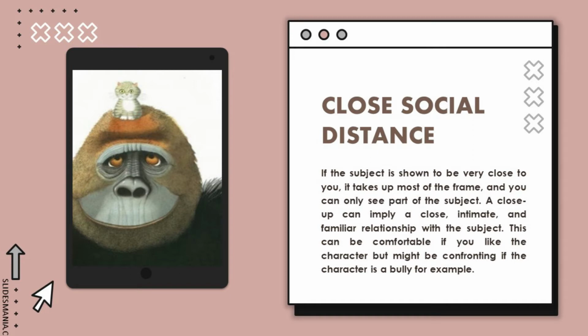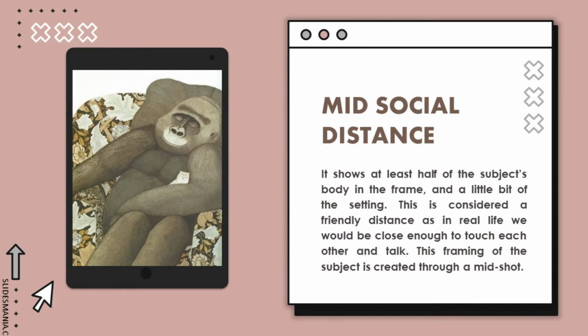Mid-social distance. This is where the subject is quite close, as seen in the second image from Little Beauty at the side. It shows at least half of the subject's body in the frame and a little bit of the setting. This is considered a friendly distance, as in real life we would be close enough to touch each other and talk. This framing of the subject is created through a mid-shot.